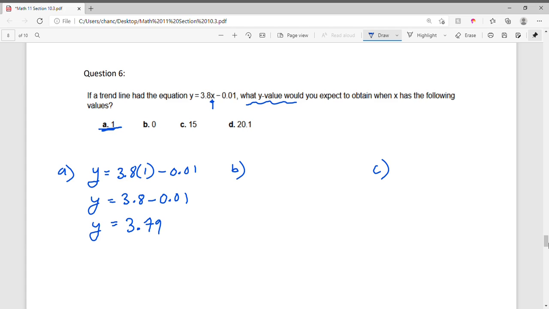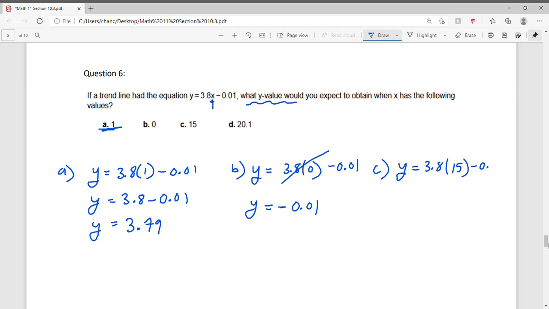Let's try it together. For part B, it's pretty easy. We're just going to replace that x with a 0 this time. And this simplifies really quickly. y is equal to negative 0.01. For part C, we'll replace x with a 15 this time. 3.8 times 15 gives me 57 minus 0.01. This simplifies to 56.99.